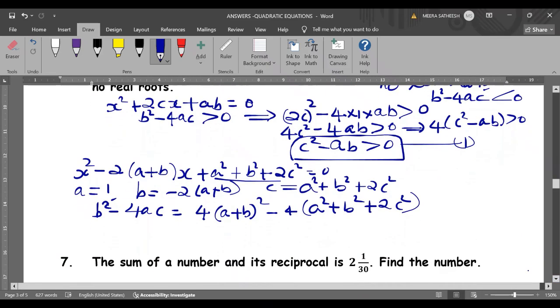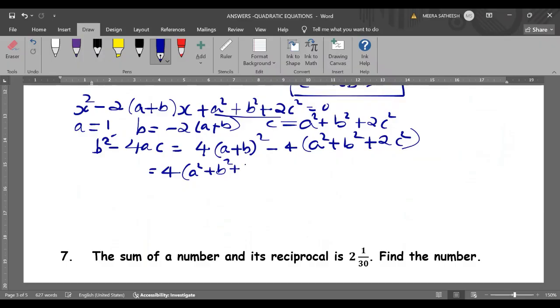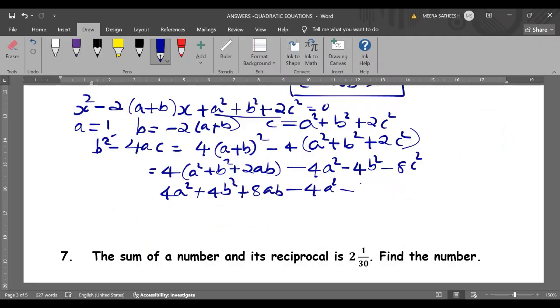Now we have to simplify it. Open. So 4 into a square plus b square plus 2ab, minus open, 4a square minus 4b square minus 8c square. Here also open: 4a square plus 4b square plus 8ab minus 4a square minus 4b square minus 8c square. So anything to cancel here? 4a square minus 4a square, 4b square minus 4b square. So what is left here? 8ab minus 8c square. Or I can write it as 8 common, ab minus c square.